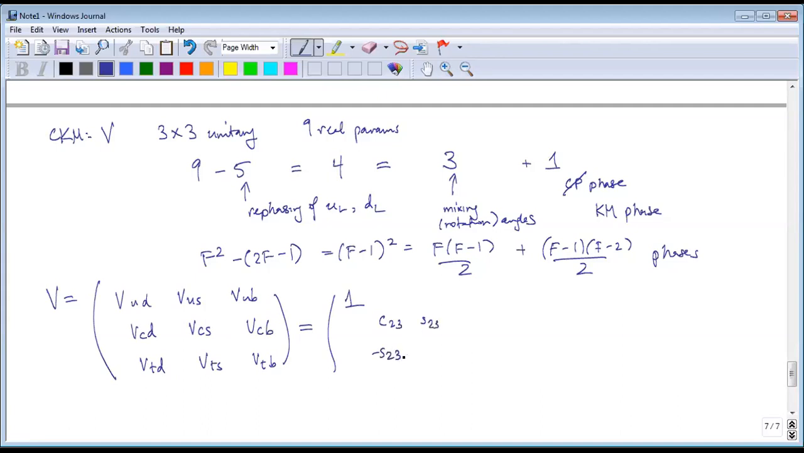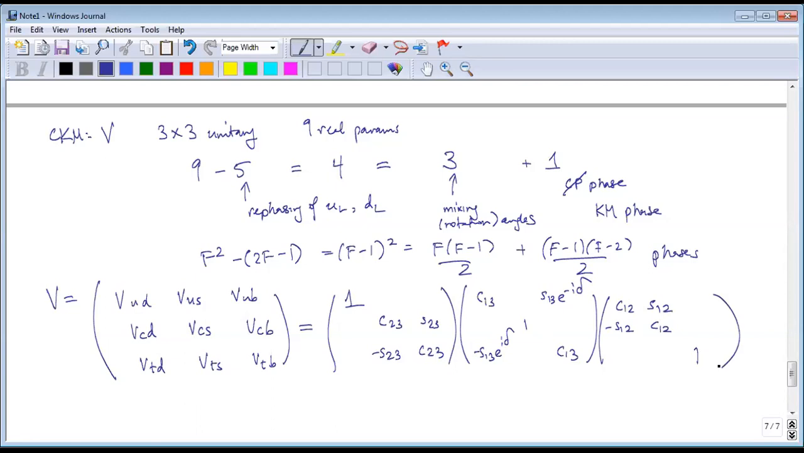And I'll explain the notation in a second. So we have a rotation in the 2-3 sector, and then we're going to have a rotation in the 1-3 with a phase attached. And then we also have a rotation in the 1-2. And the places where I didn't write anything have zeros in them. So this is what's called the standard parameterization. And it's, of course, not the only thing one can use, but it's standard for a reason, and it's used, for example, in the PDG and many other places.